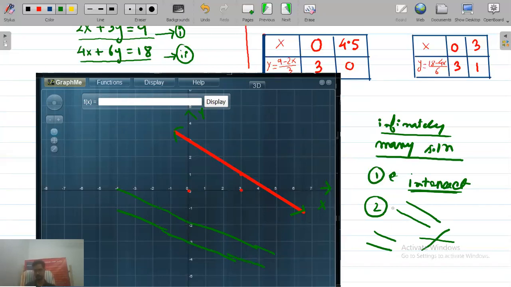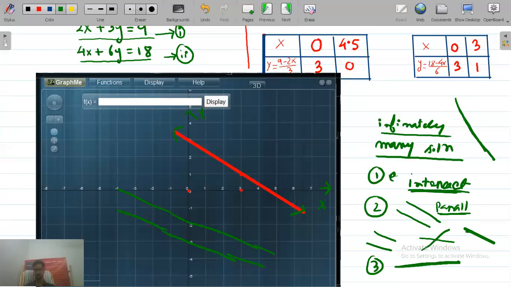So first thing is when two lines intersect at one point, they have only one solution. When two lines are parallel, this thing I am going to discuss in the next topic, then they have no solution. Okay, and this is the third condition, when two lines coincide. Coincide means what? Overlapping. Suppose this is one line, and again one line is overlapping the previous one, then they have infinitely many solutions. So this is the third.